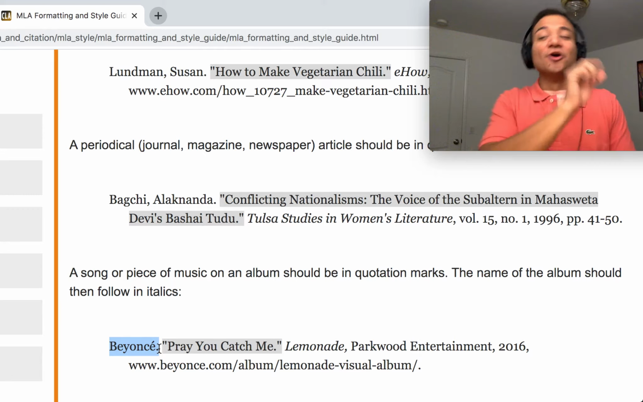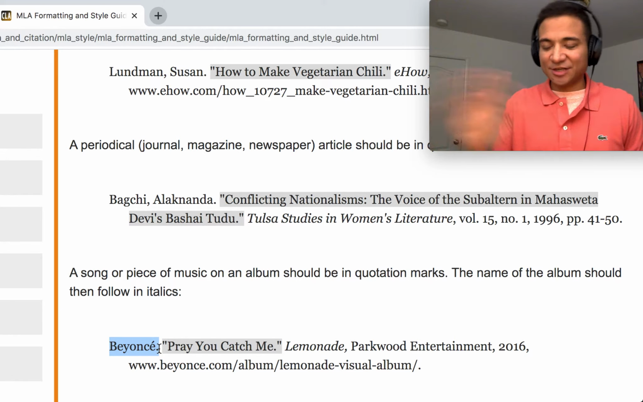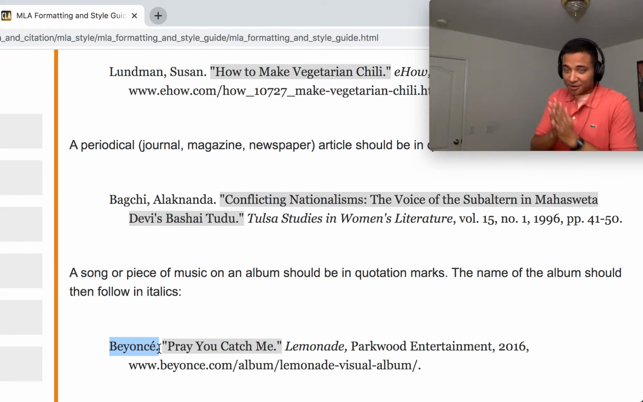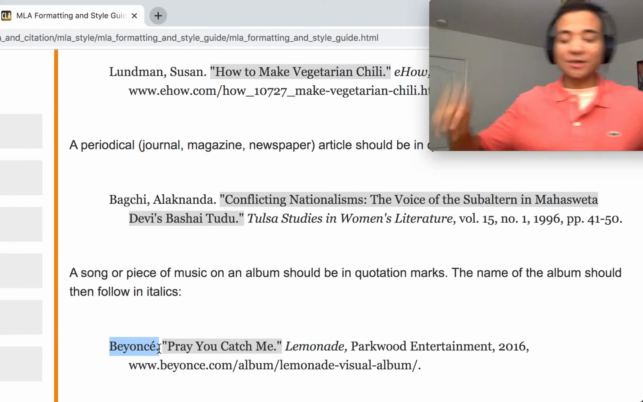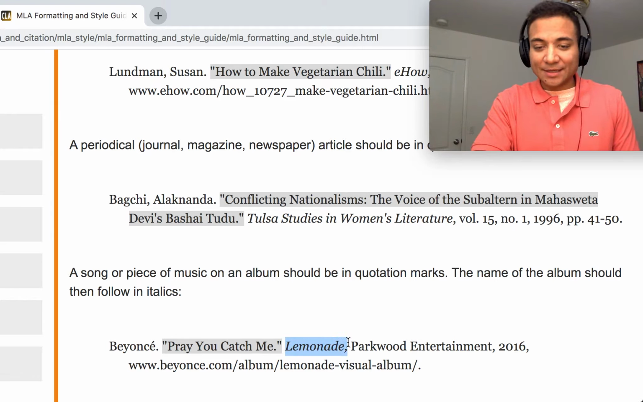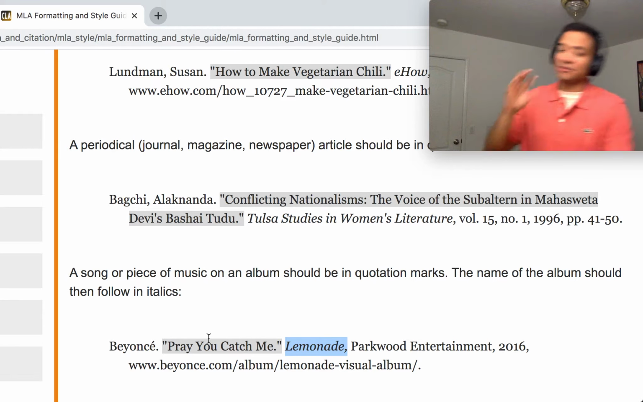Album titles, those are underlined. Yeah? You can underline or italicize. Remember, it's an interchangeable choice. But quotation marks, it's a song. Okay, so author, Beyonce, period. Pray You Catch Me, source title, in quotation marks, period. Here is the container. It's the album, right? Lemonade. Okay? Remember, there's only periods after the author and the source title.